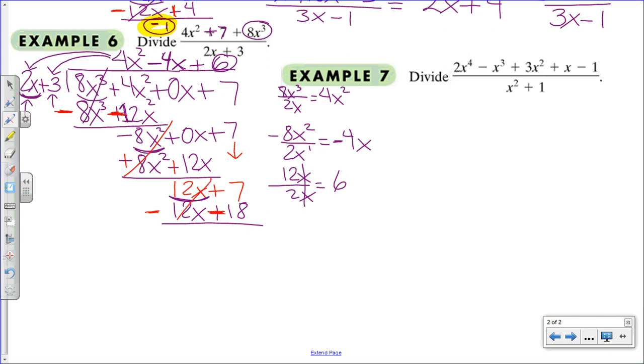12x minus 12x is 0. 7 minus 18 is negative 11. And so this will be the remainder, but the answer to the problem, the quotient, will be that.